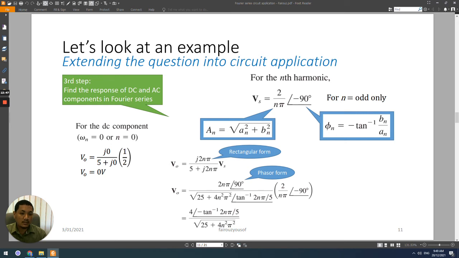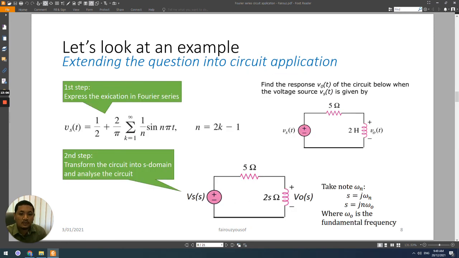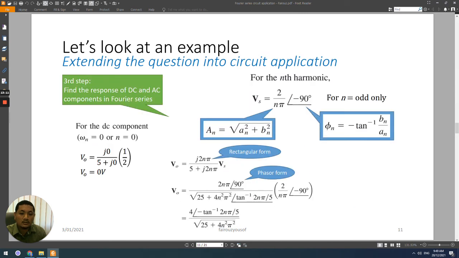Take note here, this is Vs, which is 1 over 2. So for the voltage supply, the Vs has DC component. However, when we calculate for V out, there is no DC component. When we do the calculation, there is no V out for DC component. So that is for DC component. Let's look at the AC component.